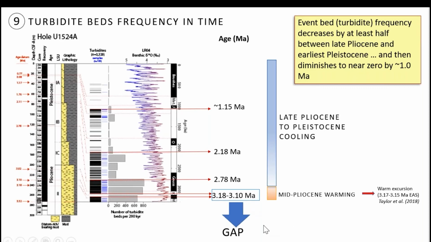During the mid-Pliocene warming, there is a gap, and that is especially interesting since it is located in a stretch with a really high frequency of turbidite beds. So we are still trying to figure out what this means. It could be related to a warm excursion that was defined for the East Antarctic ice sheet around the same time, within 3.17 to 3.15 million years. But this is still a work in progress.